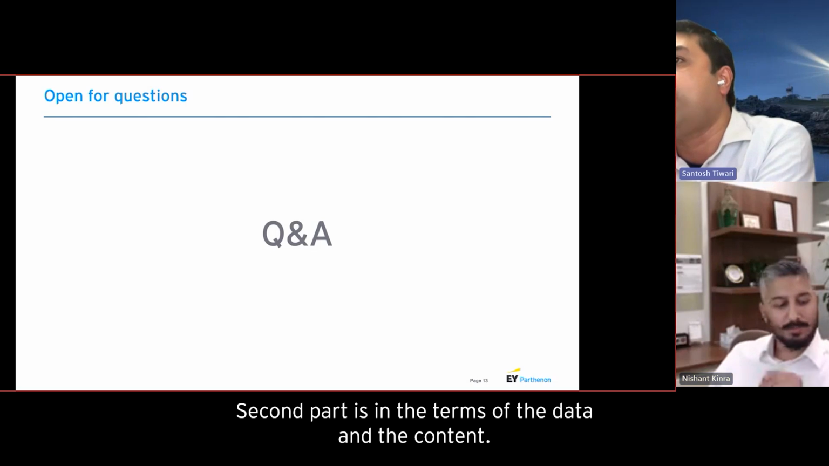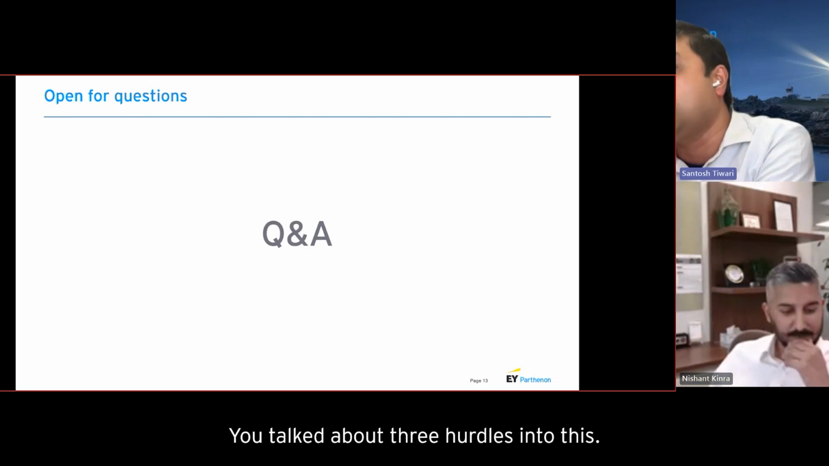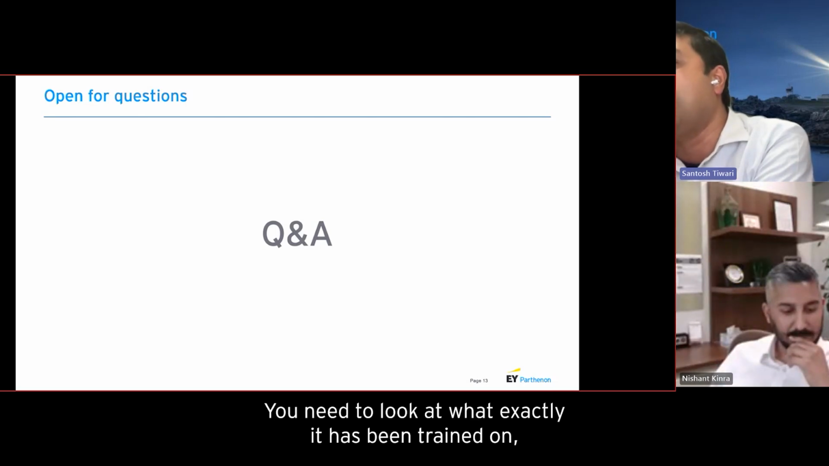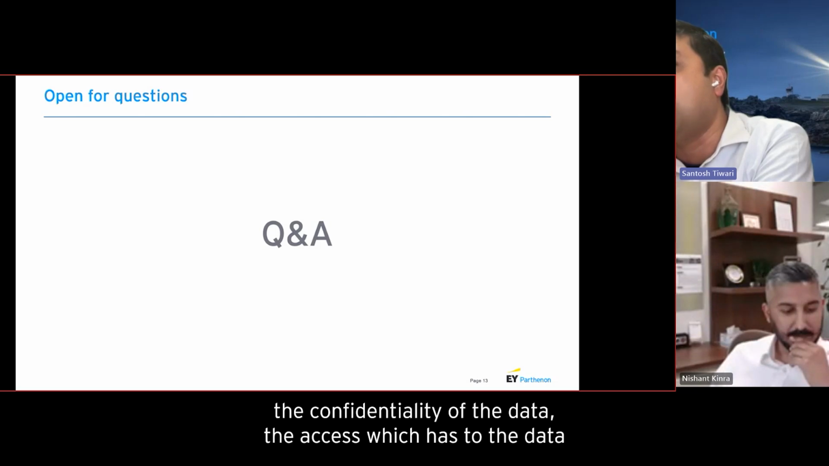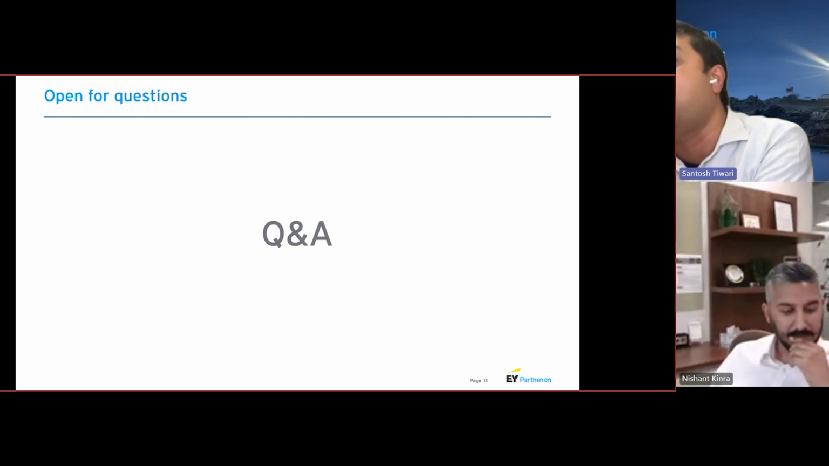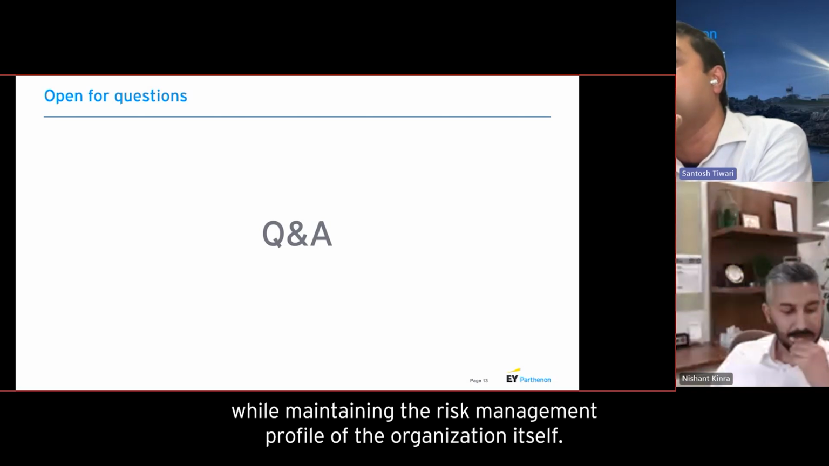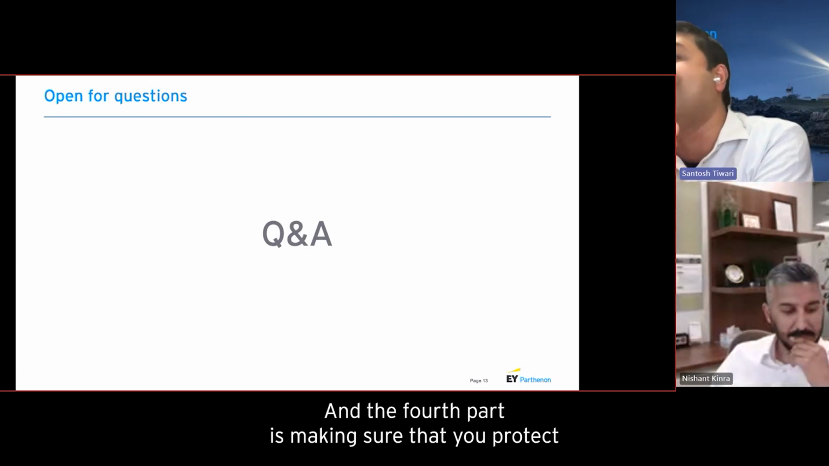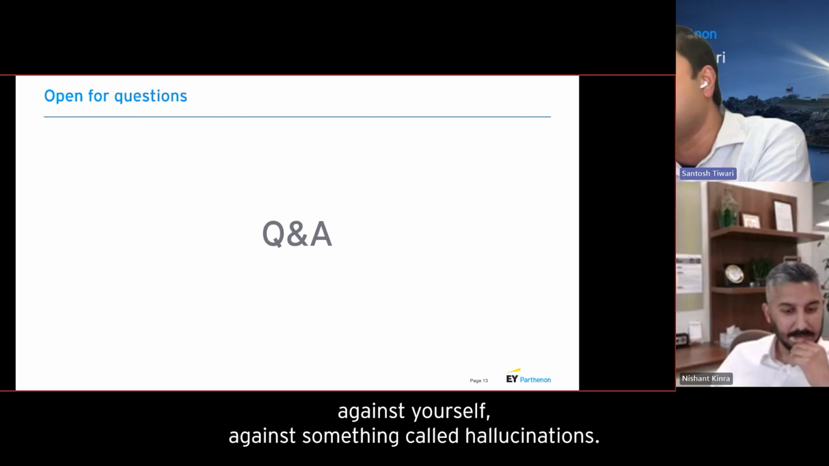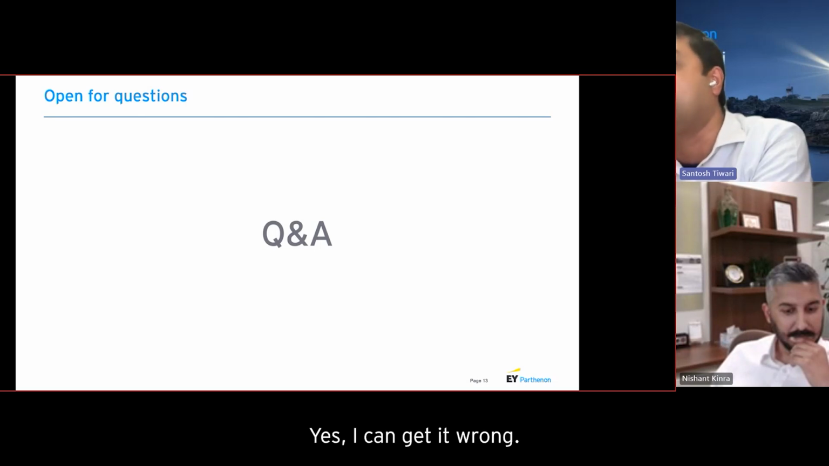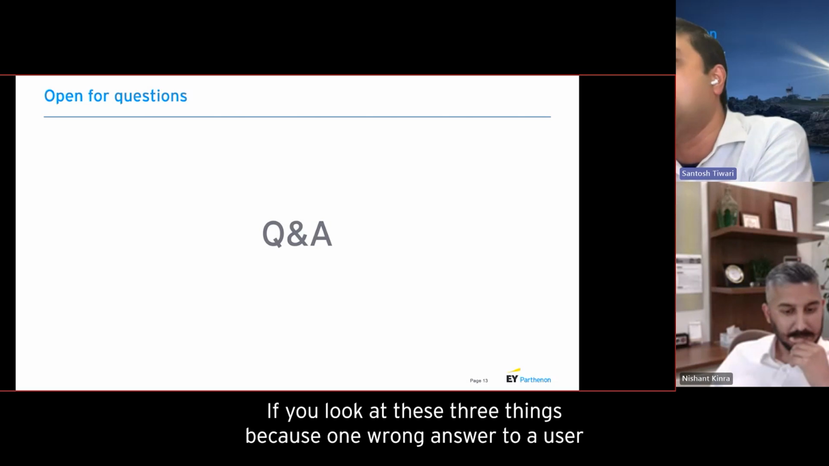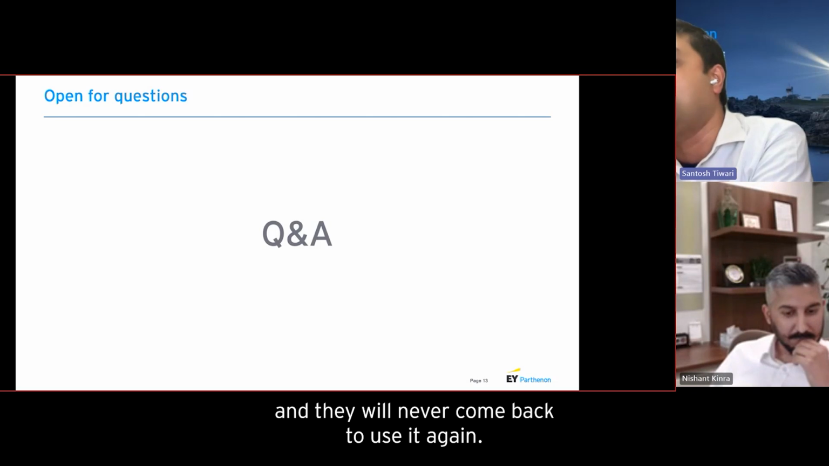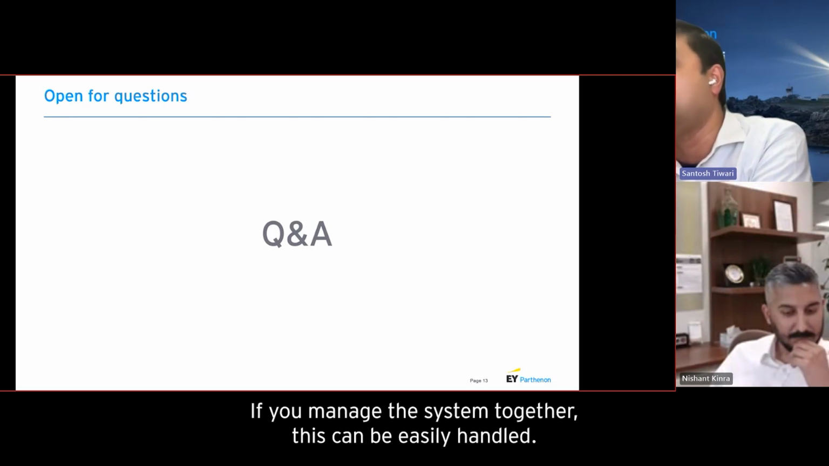Second part is in terms of the data and the content. You talked about 3 hurdles. So first is change management. Second is how intelligent the chat-based AI assistant is. You need to look at what exactly it has been trained on, the confidentiality of the data, and the access it has to the data, while maintaining the risk management profile of the organization itself. And the next part is making sure that you protect yourself against hallucinations, where AI gets it wrong. Yes, AI can get it wrong. One wrong answer to a user can damage their credibility and confidence quite heavily, and they will never come back to use it again. If you manage these things together, this can be easily handled.